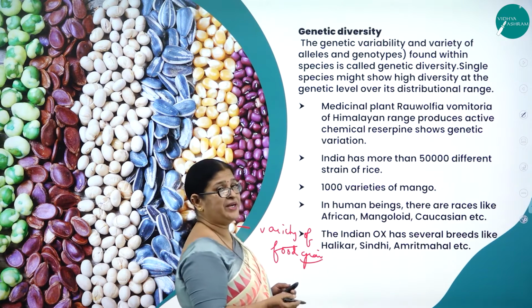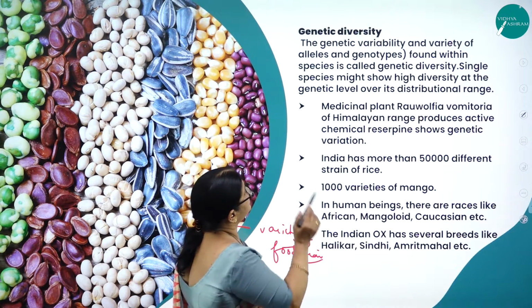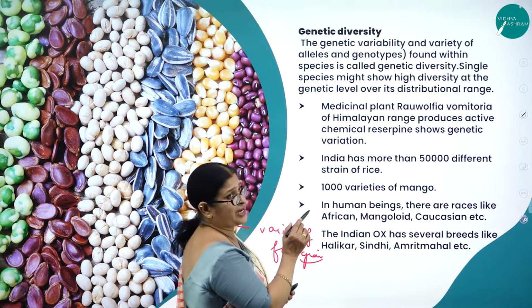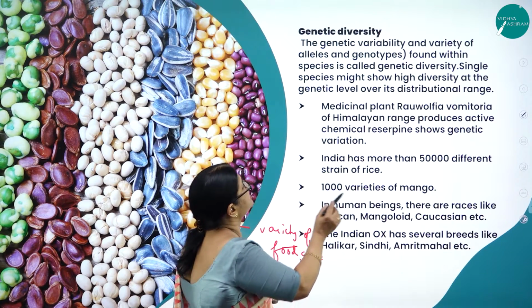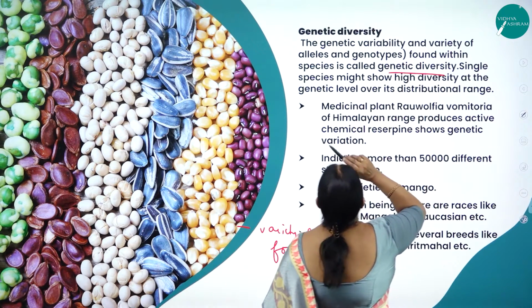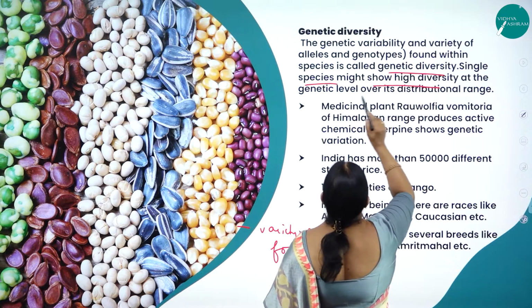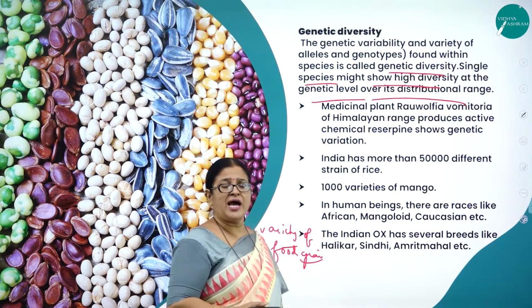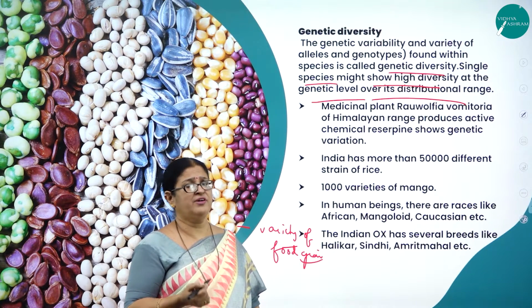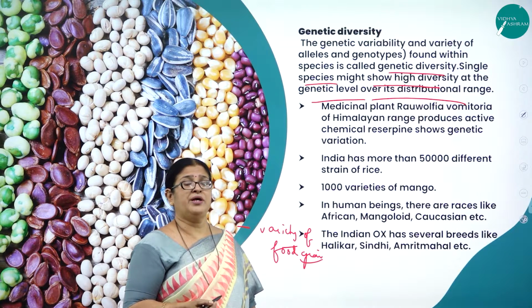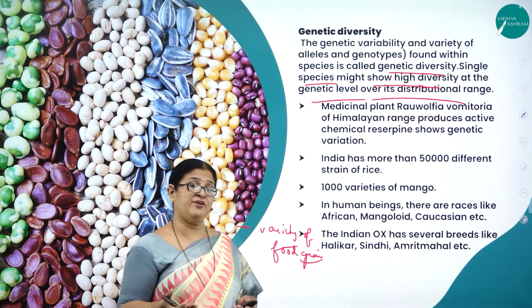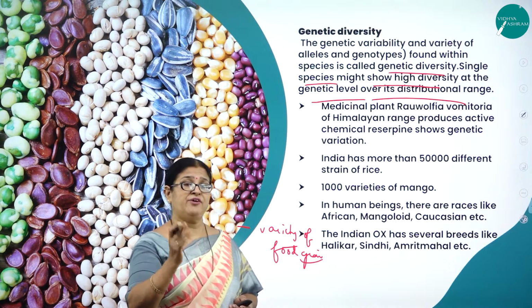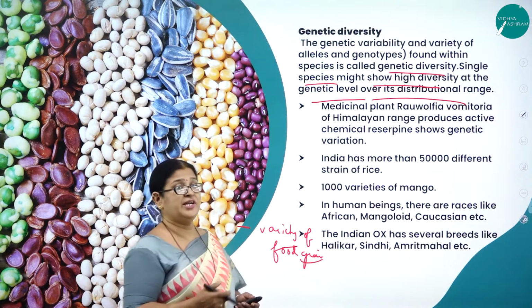The genetic variability and variety of alleles and genotypes found within species is called genetic diversity. A single species might show high diversity at the genetic level over its distributional range. I think all of us know, every day we have rice as a staple food, but don't you come across a variety of rice? So what is that variety of rice then? It is due to this genetic diversity.